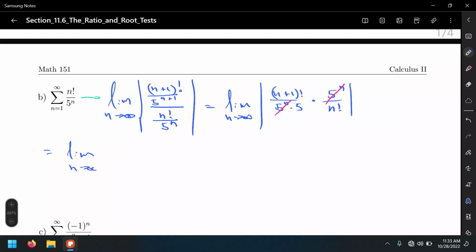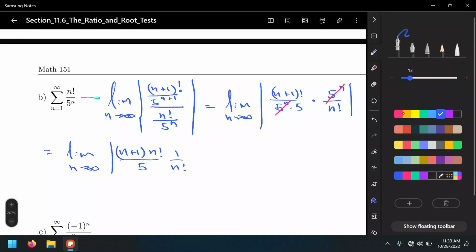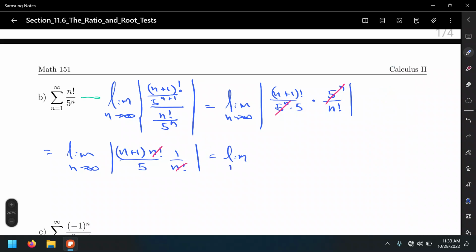So that's going to be the limit as n approaches infinity of n plus 1, n, n minus 1, n minus 2, n minus 3. Well, do we really need to expand that many factors? Just up to n, right? Because that matches the one in the denominator over here, and that's over 5, 1 over n factorial. Cancel out, divide out the n factorials, and we're left with n plus 1 over 5.